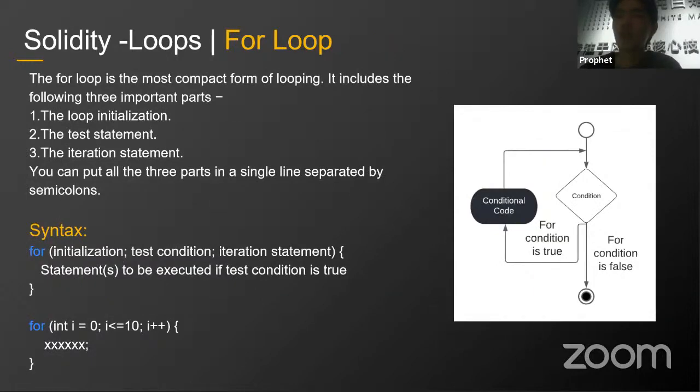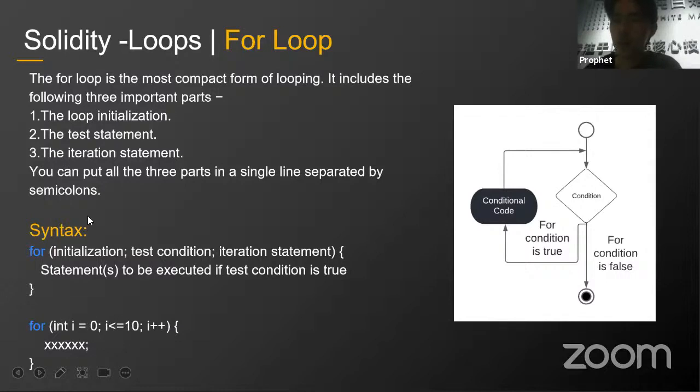Okay, the third classification of loop is the for loop. The for loop has three important parts. The first is the loop initialization, and the second is the test statement, which is the condition of when the loop will end. Then the third is the iteration statement. Before a for loop starts, you need to initialize a variable, like here. We defined an int variable named I, and we initialize it with zero, right? And the second thing is when the loop will execute. If I is less than or equal to 10, then the loop will be executed. This is the condition of when the loop will be executed.